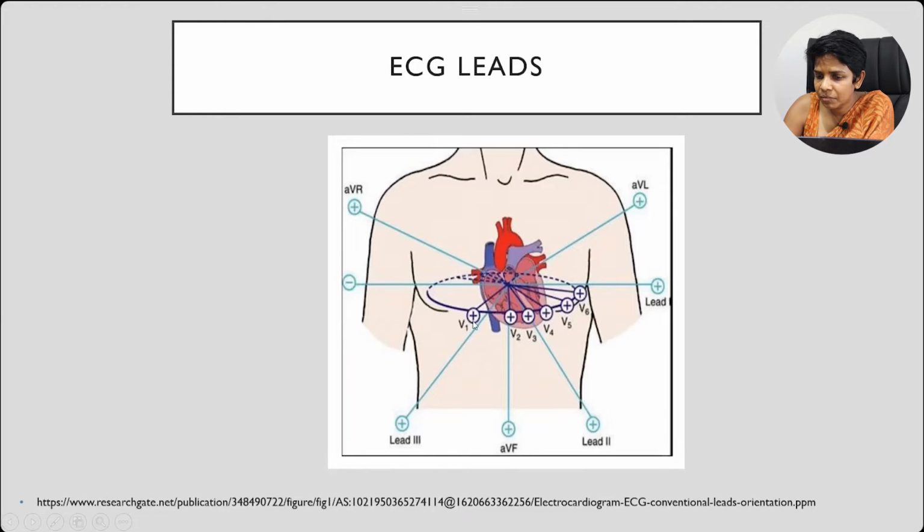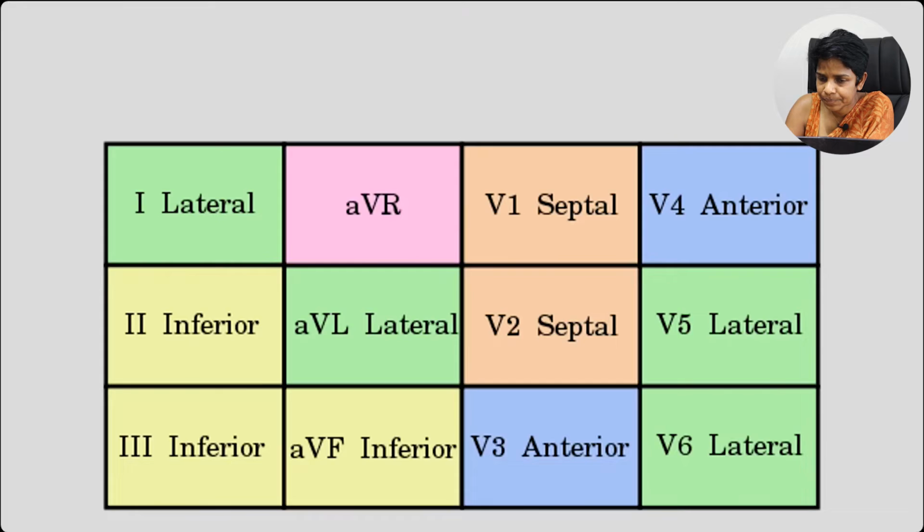then V1 and V2 look at the septum, the interventricular septum of the heart, and V3, V4 look at the anterior wall of the left ventricle, and V5 and V6 look at the lateral wall of the ventricle.